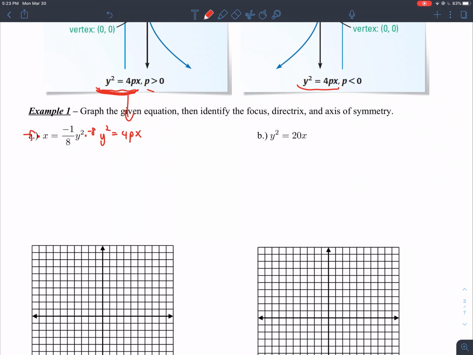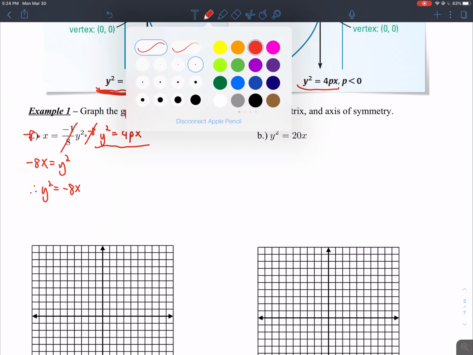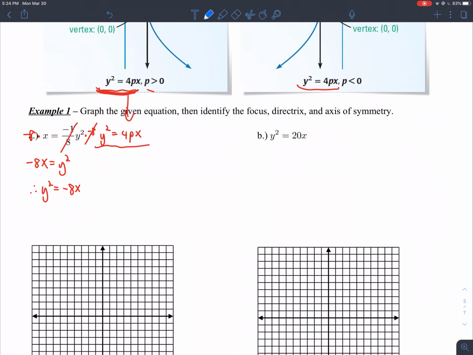Just multiply both sides by negative 8. Then this cancels, and you get negative 8x equals y squared. Okay? Or y squared equals negative 8x. Now it looks exactly like the formula that we were given. Or actually, that you derived yourself. And so we have y squared equals 4px.